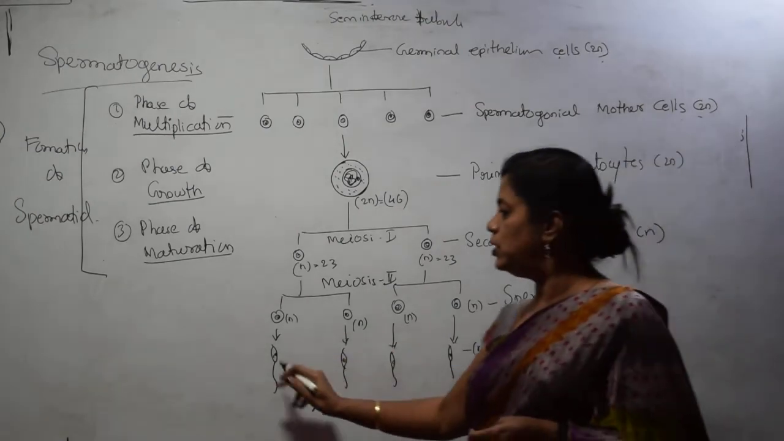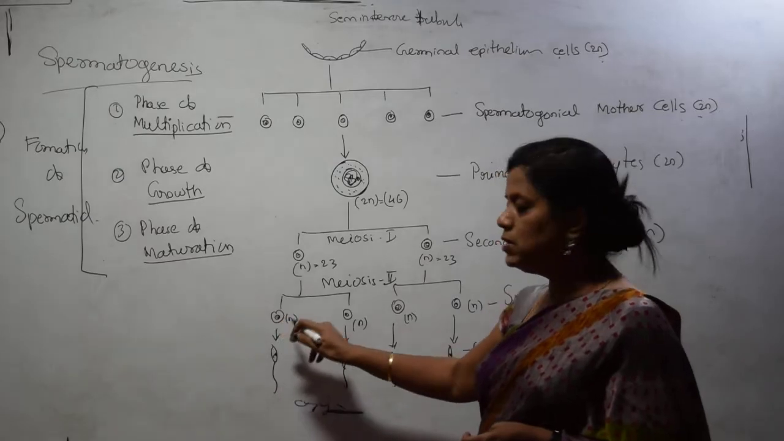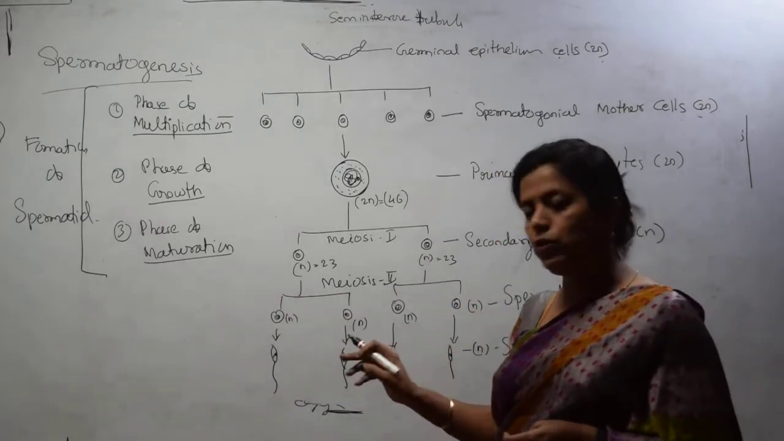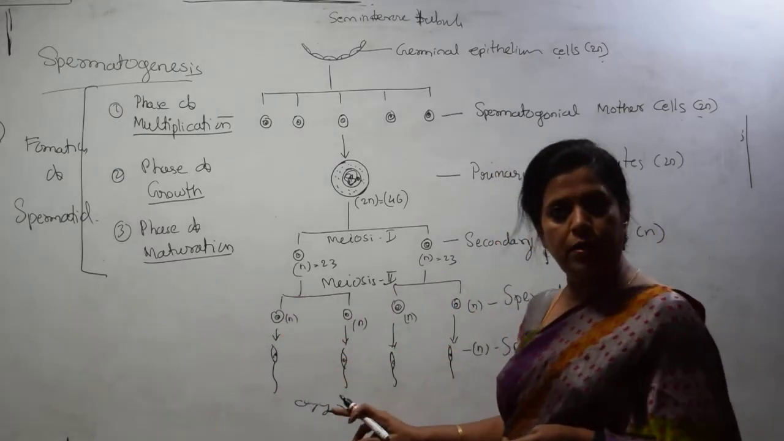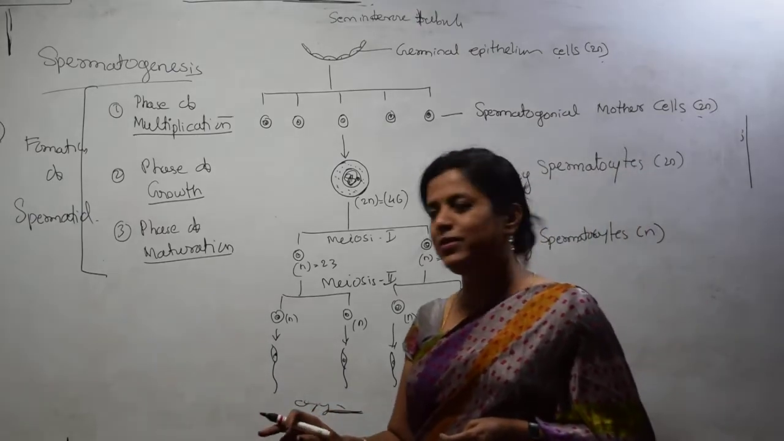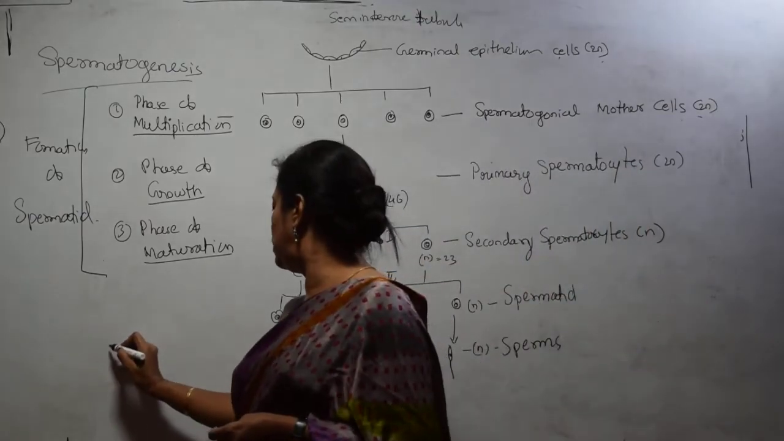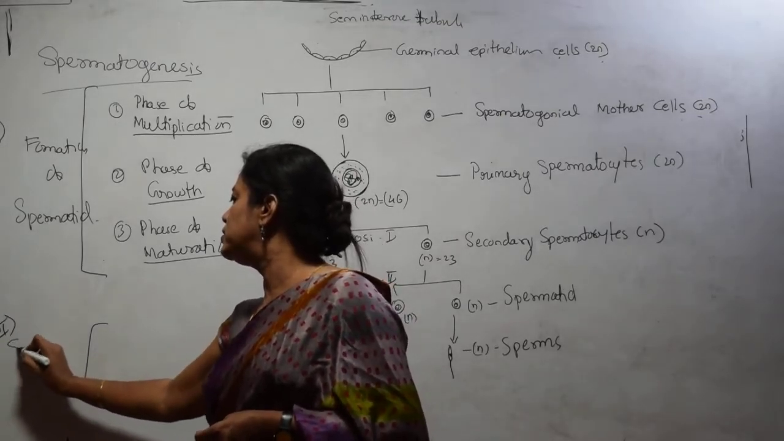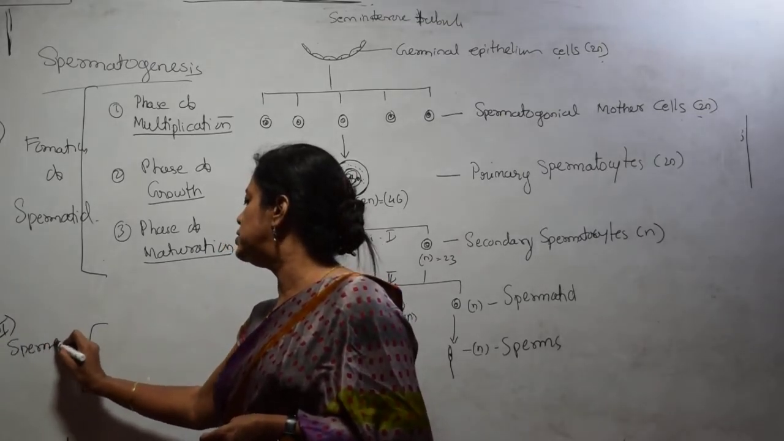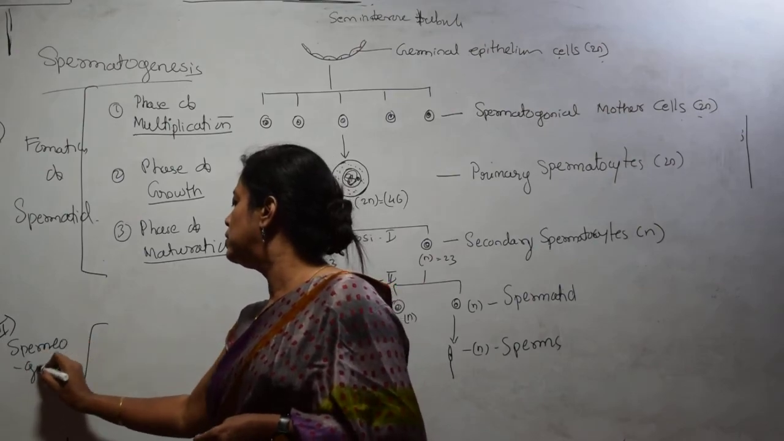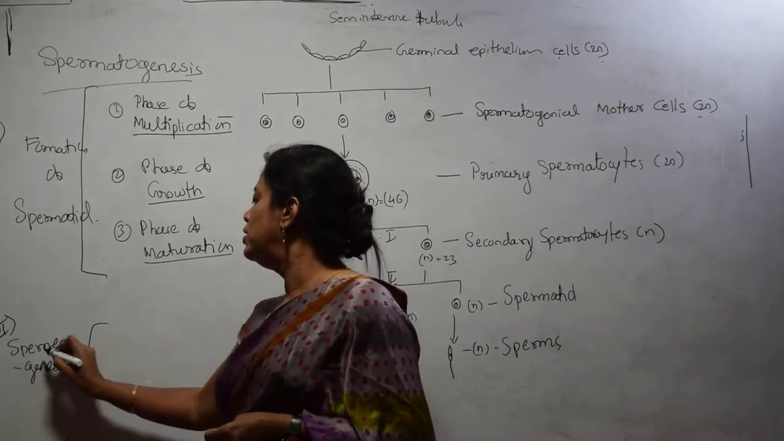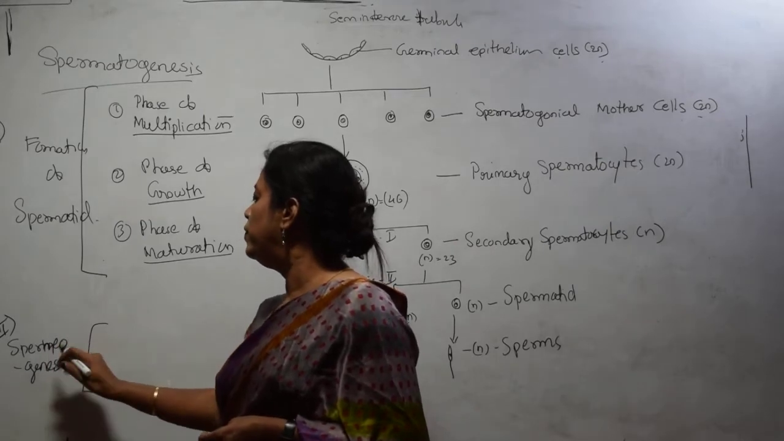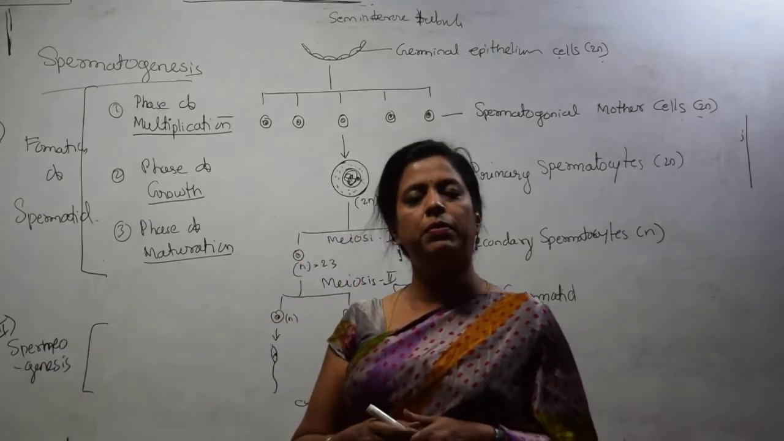This last process, where the circular spermatids are going to convert into elongated, tadpole-shaped, motile structures, we call the second phase. We call it spermiogenesis or spermateliosis. We can call it spermiogenesis or spermateliosis.